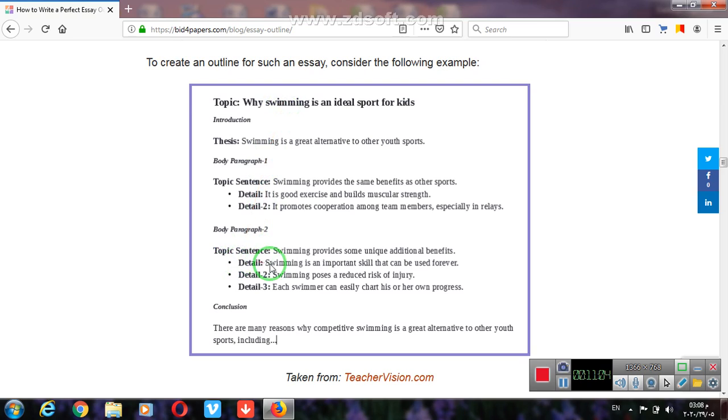Also in paragraph 2, you must have another topic sentence that must be related to the main topic of the essay. You have to define it, and then you have to explain it in detail number 1, detail number 2, and detail number 3, maybe, depends according to how many ideas you have about this topic sentence. And you have to support it with ideas to discuss more about the topic sentence. When you finish, okay, you move now to the conclusion. In the conclusion, you have to conclude what you have written. Like here, there are many reasons why competitive swimming is a great alternative to other youth sports, including and so on.